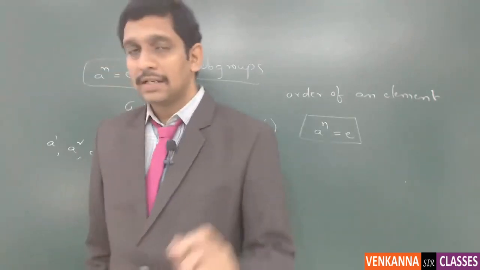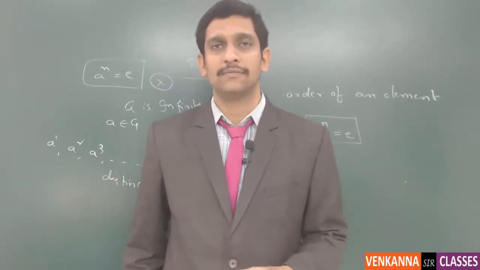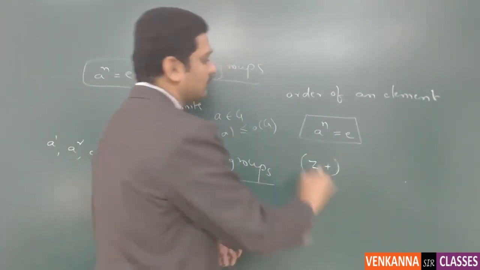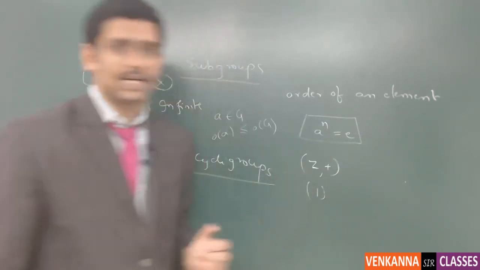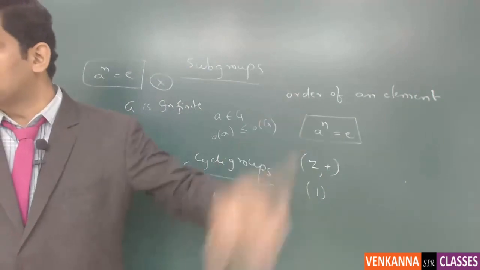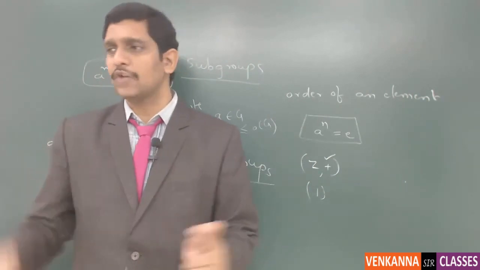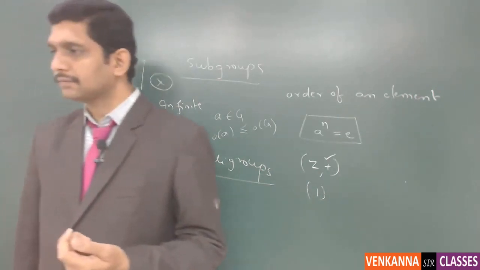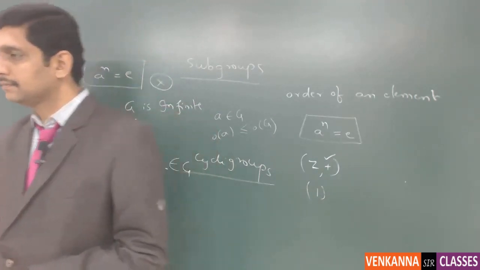So there are certain elements where their order is equal to the group order. That's it. The simple example is, if you take Z comma plus, it is an infinite group. Here you can observe that 1 generates whole Z because every element is a multiple of 1. See here the operation is plus. So if you add repeatedly 1 and so on, you are going to get Z. So 1 generates the whole set Z. That we can consider. Okay? Right?